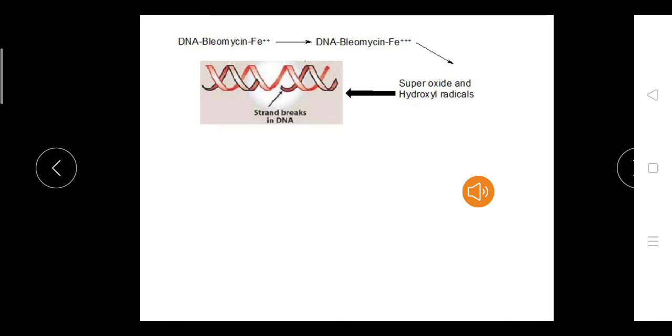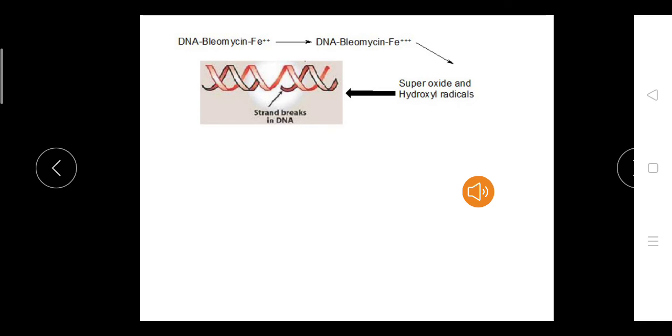Uses of bleomycin: it is used for the treatment of carcinoma of head and neck. It is also effective in Hodgkin's and non-Hodgkin's lymphomas and germ cell tumors of testes and ovaries.